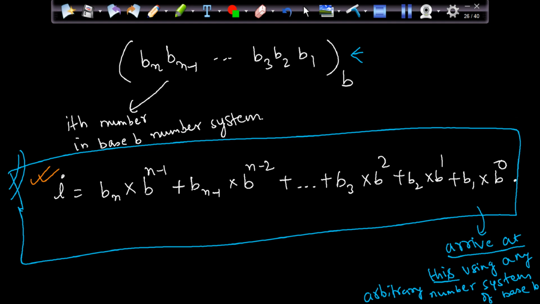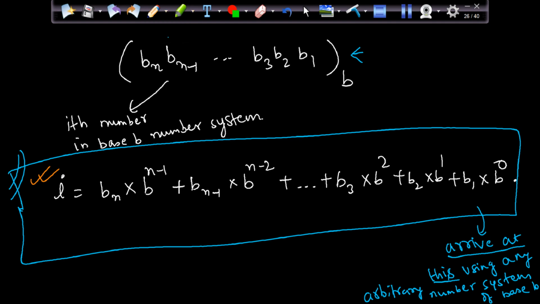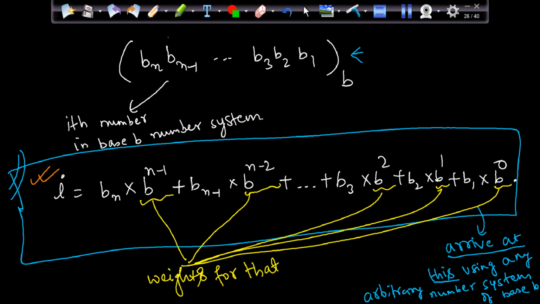So we have arrived at this. Each of these, b to the power n minus 1, b to the power n minus 2, down to b square, b to the power 1, b to the power 0, are the weights for that position.